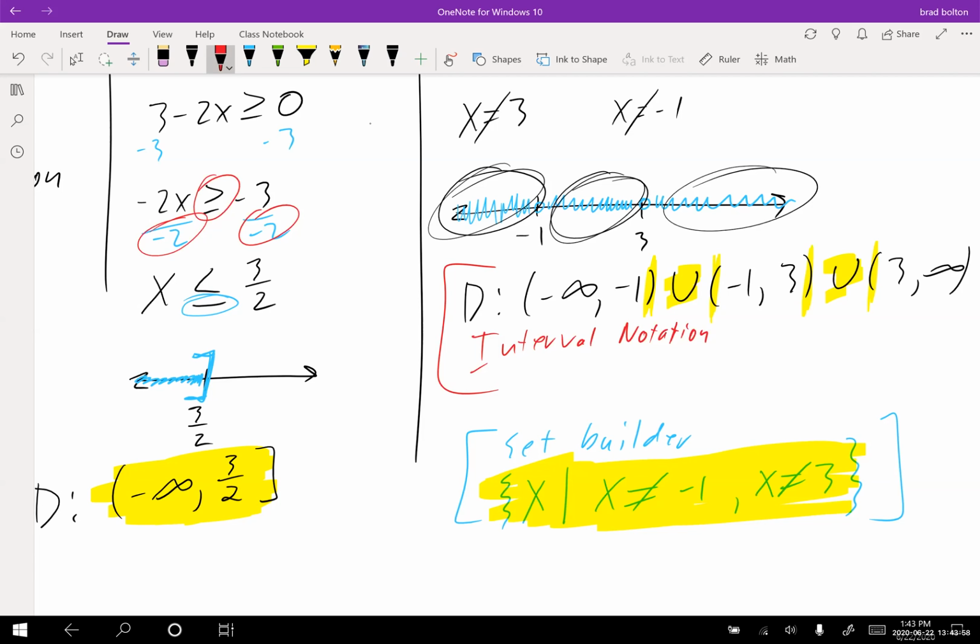So again, this line means x such that x cannot be these values. x can be anything else in the real number plane. Okay, so that's, for the most part, that.